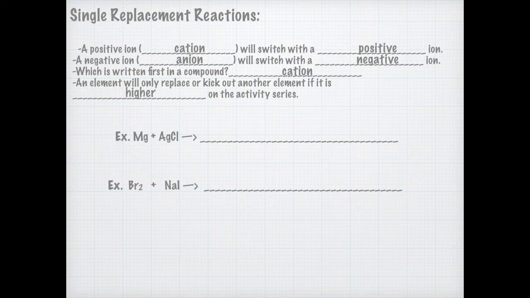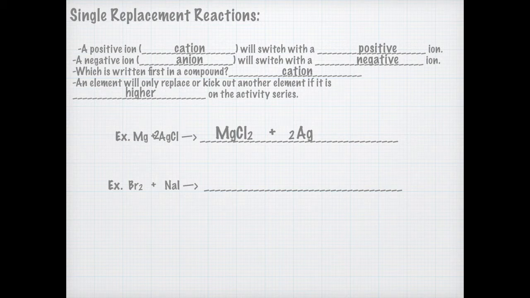So magnesium will go in, it's going to kick silver out, and it's going to form a new compound with chlorine. In order to write that new compound, I've got to cross my charges. So magnesium and chlorine, crossing my charges, I get MgCl2, and silver is now by itself because it got kicked out. And the last thing I've got to do is balance, so I'm going to put a 2 in front of AgCl and then a 2 in front of Ag, and I'm done.